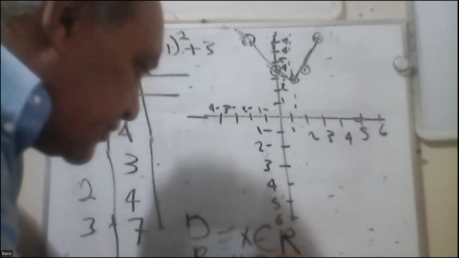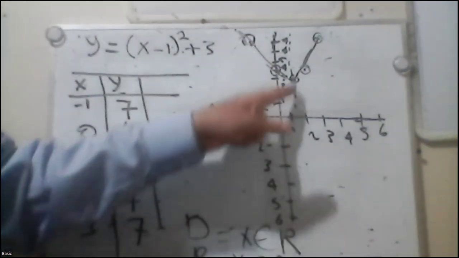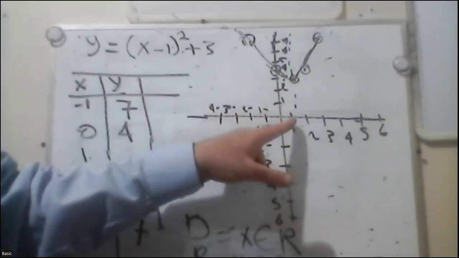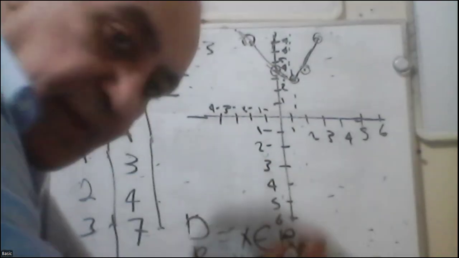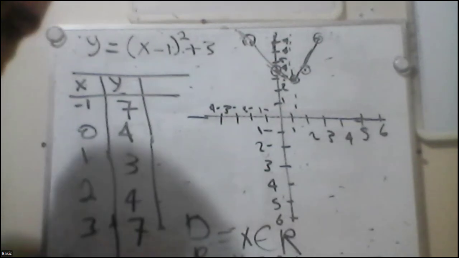Y belongs to all real numbers, but I have a condition because y starts from 3. Y here does not start from 0. So I would say with a condition. I make a print like this, just like this.